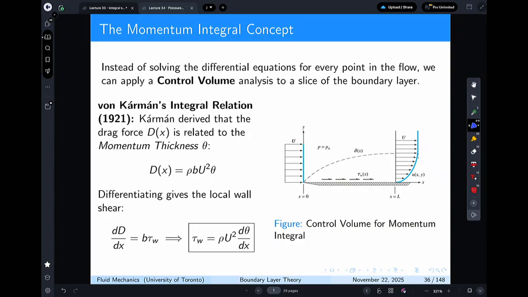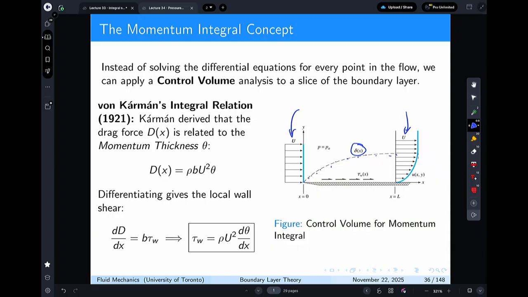And here we have von Karman's integral relation. Again, 1921, 104 years later, we're still using it. You have what you're used to now, which is a boundary layer. You have an approaching flow field. It is affected by the wall, and that viscous effect starts to be defined by this term delta. Delta is the boundary layer thickness, which we've defined as the point where you reach 99% of the free stream velocity.